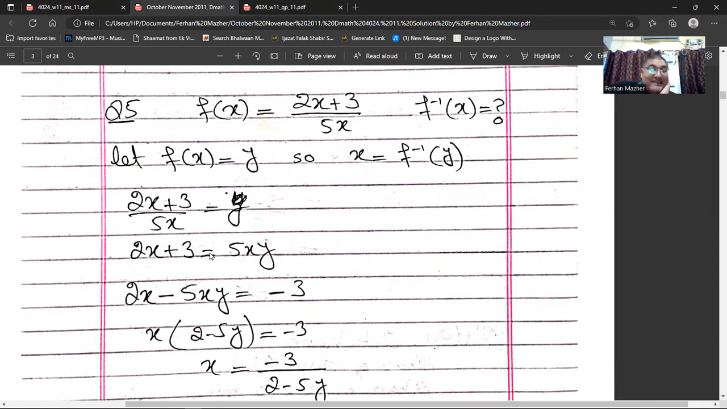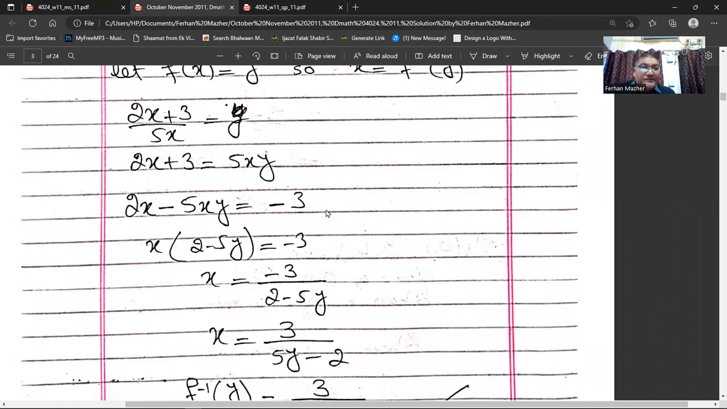So now I will make x the subject of the formula, but here the x is in 2 places. So I will bring them to the same single place. So 2x plus 3 is equal to 5xy. So you will have 2x minus 5xy equals minus 3. Take the x common, so it will be x times (2 minus 5y) equals minus 3. So that bracket will go to the other side and divide. So x will be equal to minus 3 divided by (2 minus 5y).